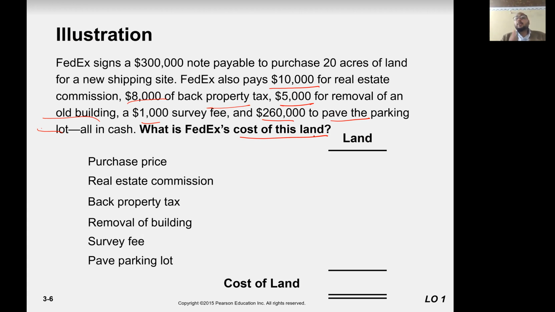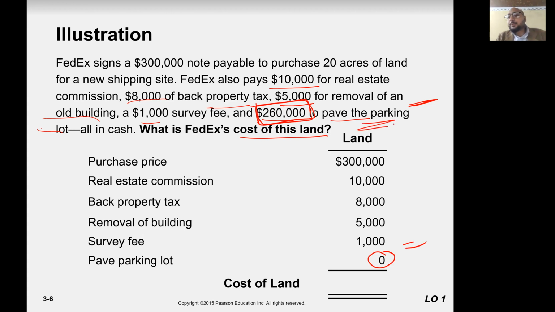All right, so everything must be included in the cost of land until the first time you use the land. So all these charges will be included except this 260,000. Why? Because you use your land to make parking. I think that will also be included. No, I was right. Why? That would be the land improvements. So until you use that land to pave the parking, that would be improvement.